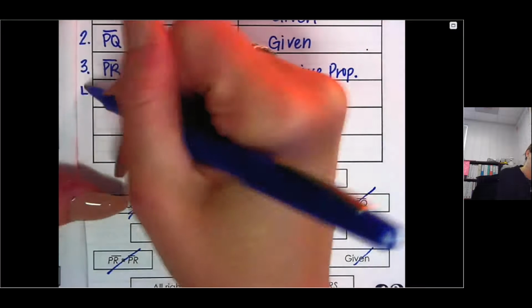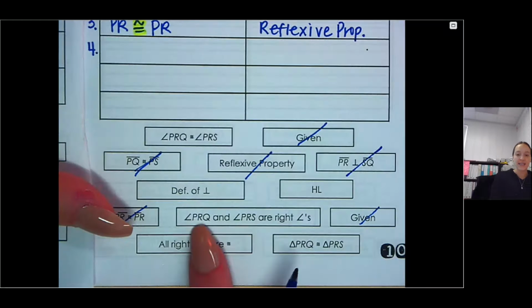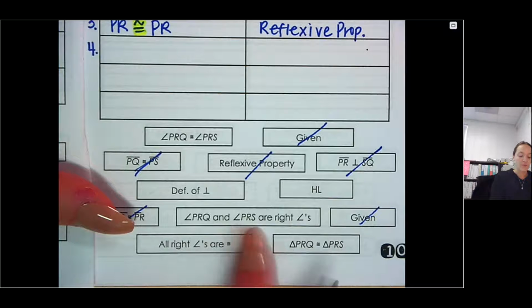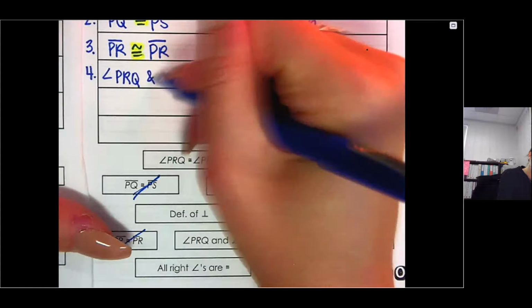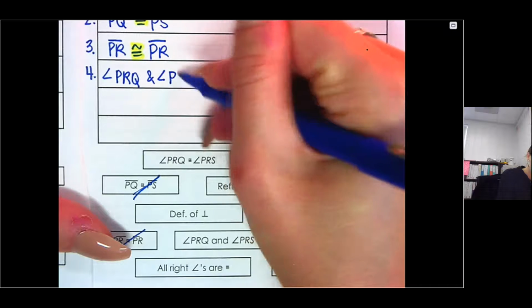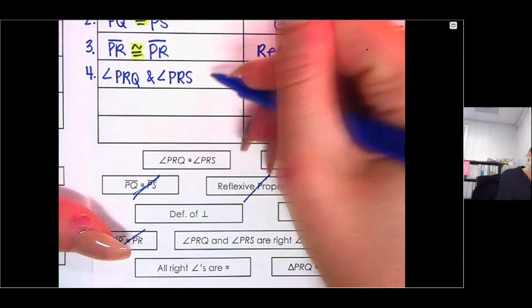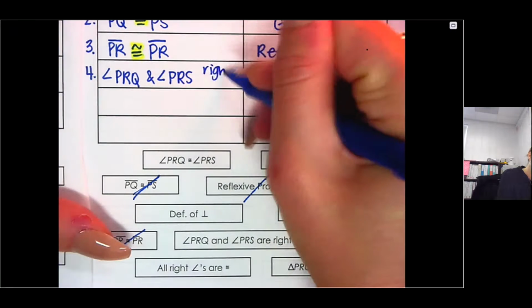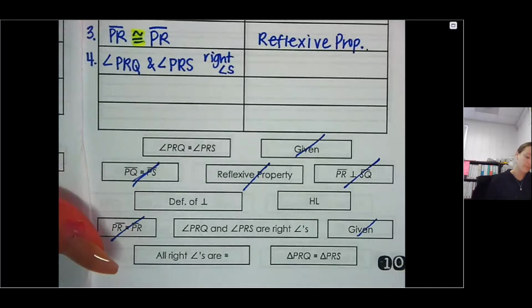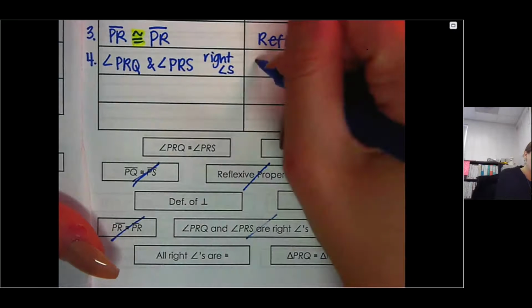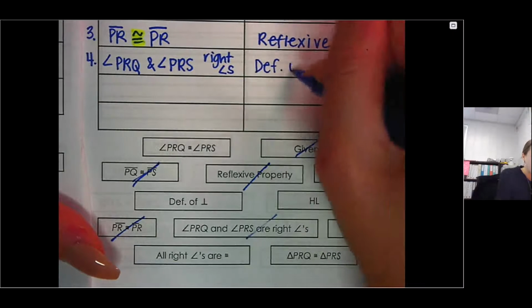So statement 4 is that, remember, you look at the second letter, right? Angle R and angle R are right angles. So that's my next statement. Angle PRQ and angle PRS are, I do not have enough space for this. So I'm going to kind of shorthand that a little bit. They are right angles. And we knew that because the word perpendicular.